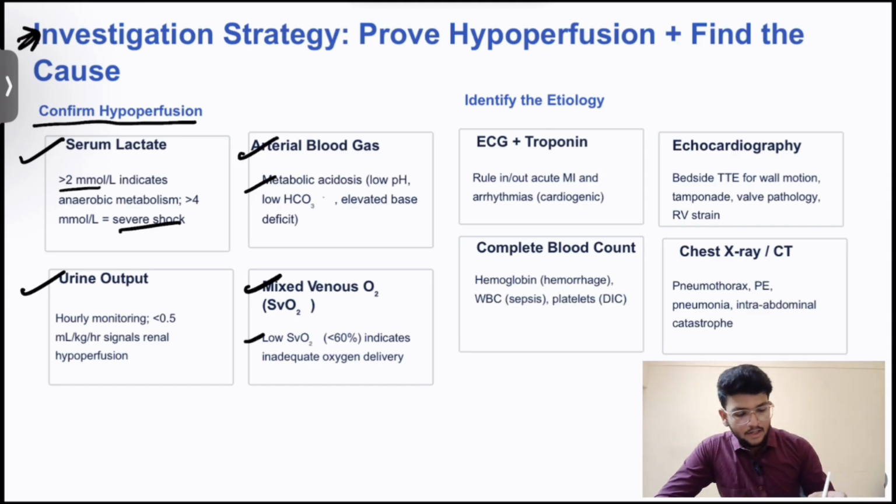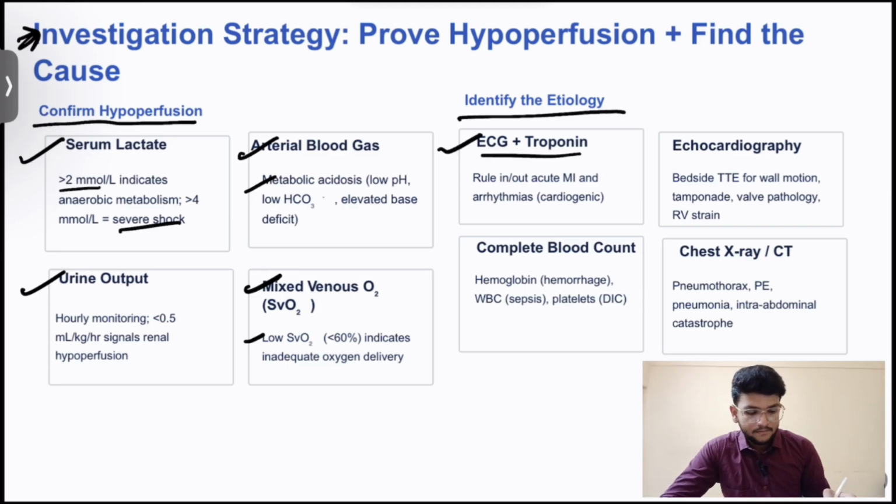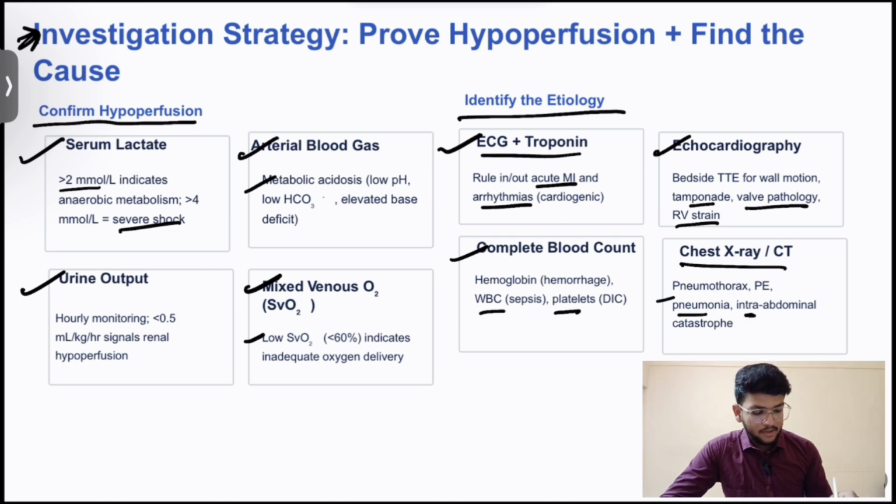Next, we have the mixed venous O2, where a low mixed venous O2 indicates inadequate oxygen delivery to the body. To identify the etiology, ECG plus troponin can rule out causes like acute MI or arrhythmia. Echocardiography is done for tamponade, valve pathology and RV strain. Complete blood count for hemoglobin, WBC, platelets, and chest X-ray for pneumothorax, pneumonia, intra-abdominal catastrophe.